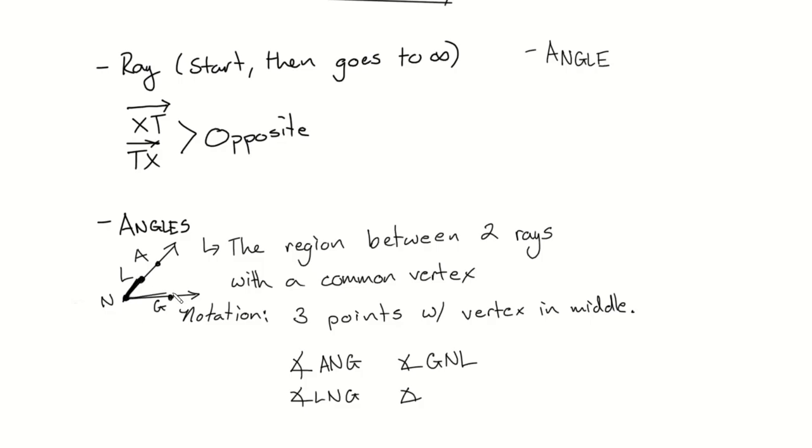Boom. So there would be LNG. And that's one that we have. We could go GNA, which is the other one that exists up here. Okay, as long as N's in the middle.